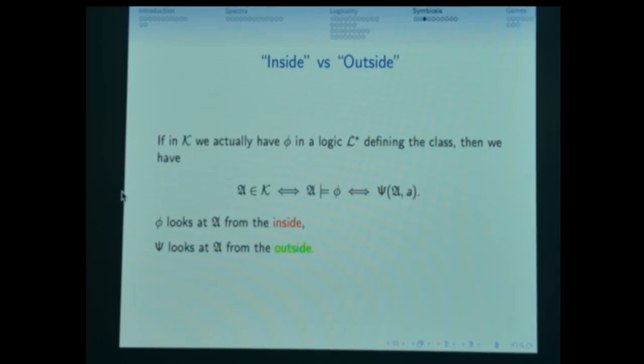Okay? Saying this again. If in the class we actually have a sentence in a logic defining a class, then of course membership in the class is witnessed by satisfaction of that formula, and is witnessed by the set theoretic definition of the class, where A is the parameter and phi is the formula. So again, phi looks at the model from the inside, and the set theoretic definition looks from the outside.